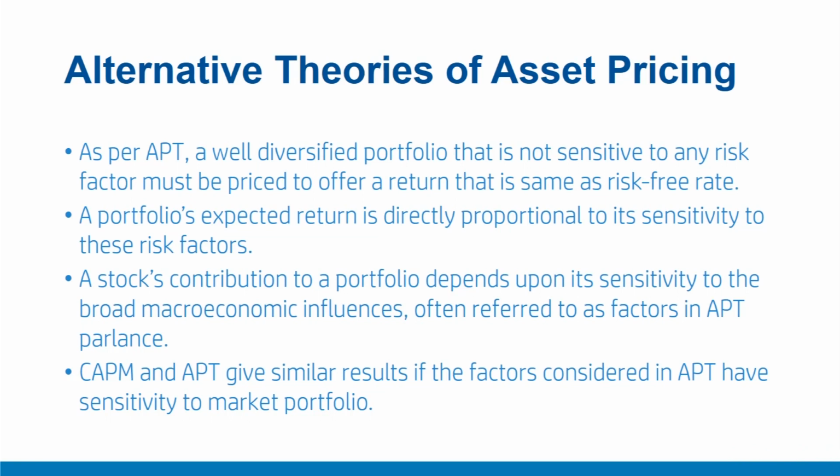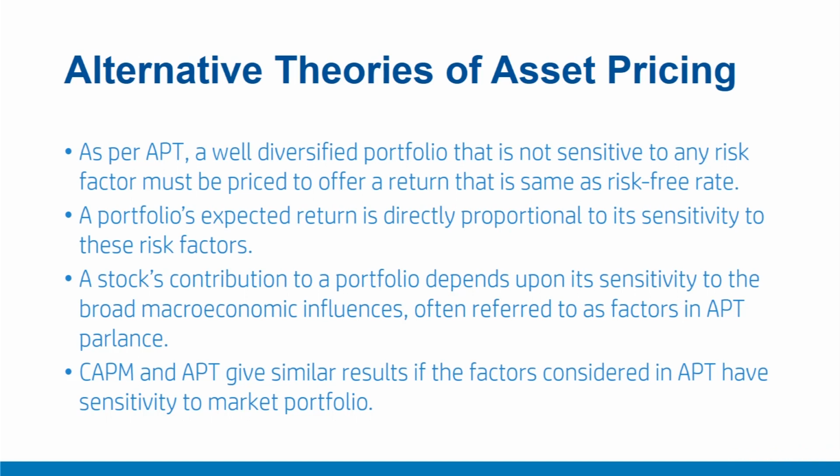Notice that if all the Bis are 0, then the expected risk premium on this stock is also 0. A well-diversified portfolio that is not sensitive to any of these factors must be priced to offer an interest rate equivalent to risk-free rate. If anything otherwise, investors can conduct arbitrage depending upon whether it is overvalued or undervalued, which will drive the prices up or down and align them with the risk-free rate of interest.